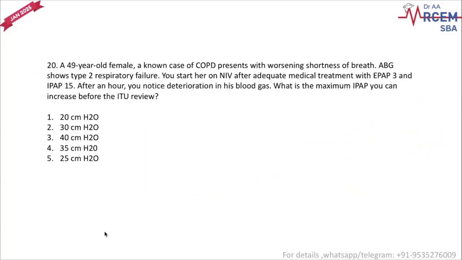What is the maximum IPAP you can increase before an ITB review? Max is 30 IPAP. Max EPAP is 8.